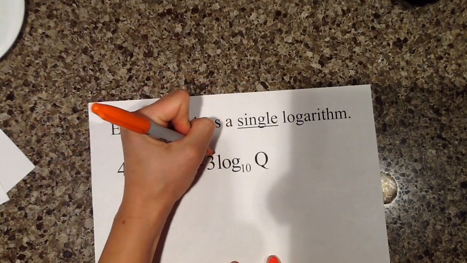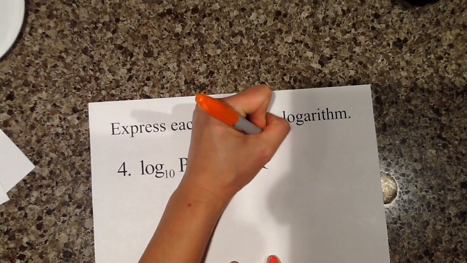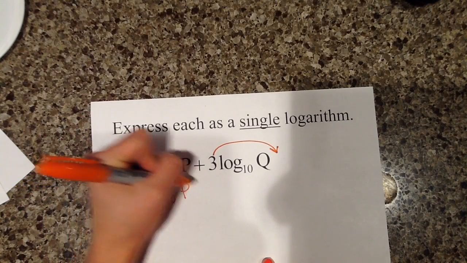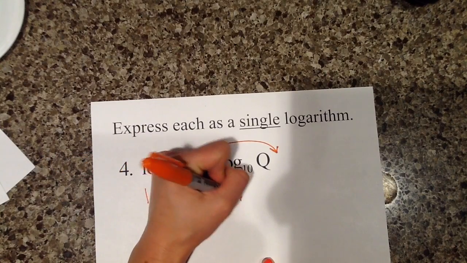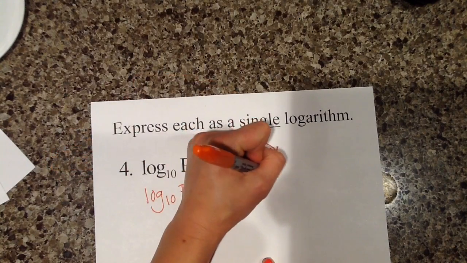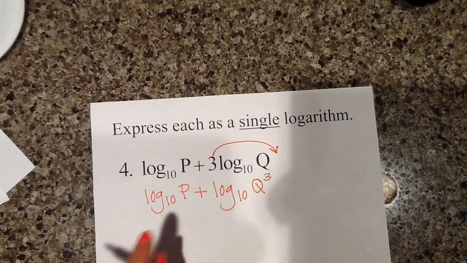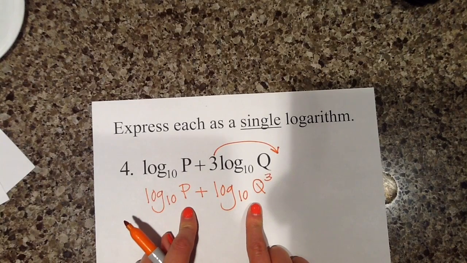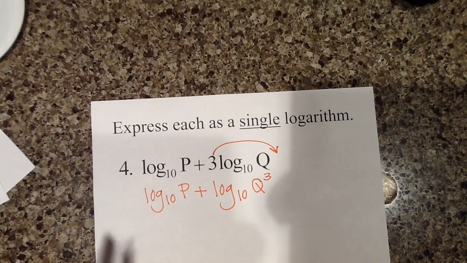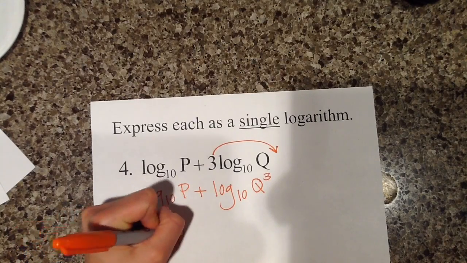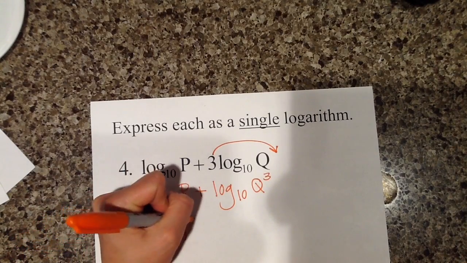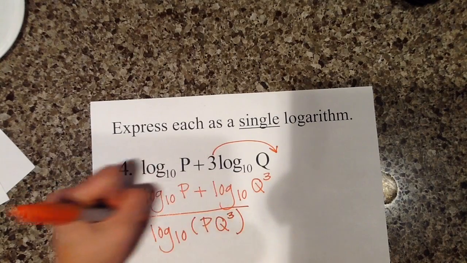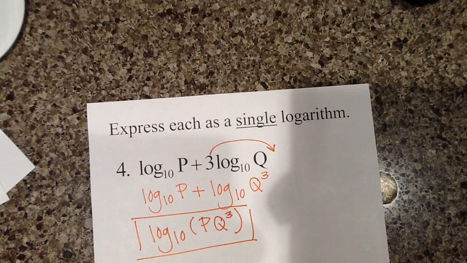So again, we're using the properties in reverse. We're going to take this 3 and bring it back up to its exponent. So we're going to get log base 10 of p plus log base 10 of q cubed. Now that I've got the coefficients taken care of in front of the log, I can combine to make a single log. Since it's addition, that's going to become multiplication for a single log. So it'll be log base 10 of p multiplied by q cubed. And that is now expressed as a single logarithm.